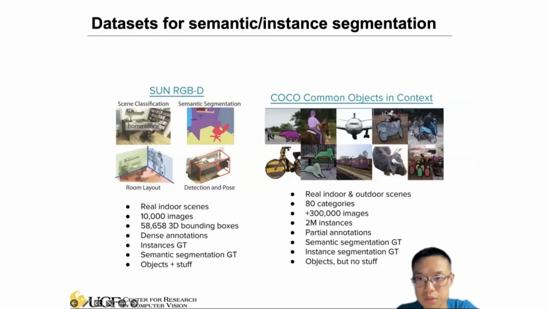And this COCO, Common Objects in Context, is also a popular database. It actually serves as a multi-purpose database. You've heard of using COCO for object detection, right? COCO can also be used for segmentation and instance segmentation. Okay.